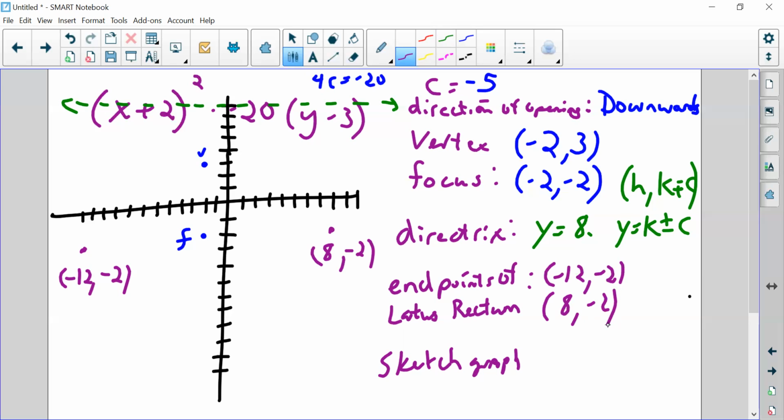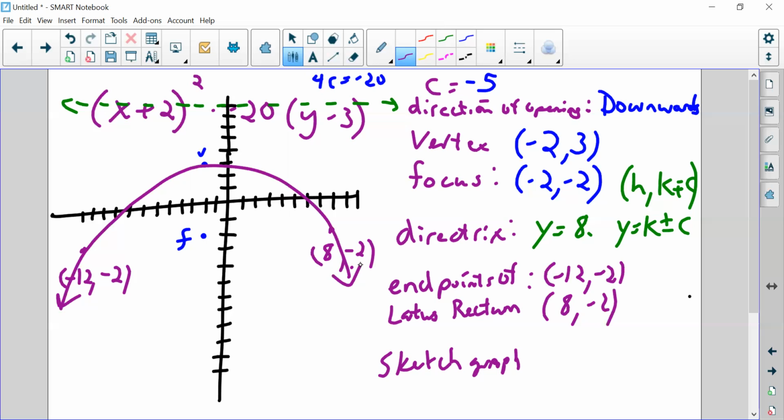So I took my focus x value plus or minus 2C, which gave me the x values for the endpoints of the latus rectum. The y value of my focus is the y value of the endpoints of my latus rectum. Now, using these 3 points, connect them with a smooth parabola-shaped curve. And there's your graph, and we're done with this problem.